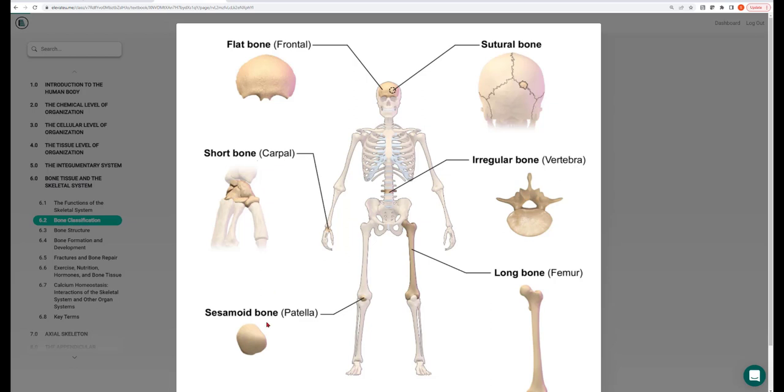And then finally, there are sesamoid bones. The patella is an example of that. A sesamoid bone is a bone that is embedded in a tendon. So as you learn more about the knee in lab in a week or so, you'll see that the patella, the kneecap bone, is actually embedded in the tendon, the patellar tendon that comes across the front of the knee. So the bone is actually embedded in a tendon, so it is a sesamoid. Sesamoid bones are also quite flat in shape, but because of their embedding in the tendon, they are considered sesamoid.